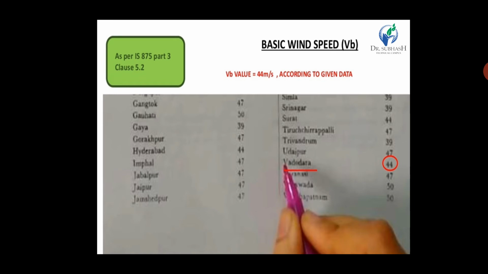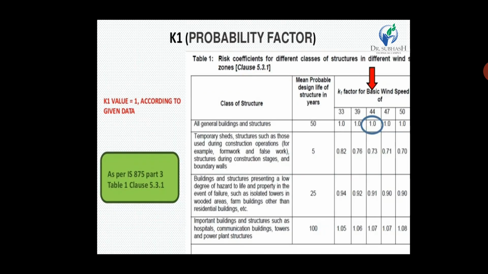In our case, the building is located at Vadodara. For Vadodara, the basic wind speed Vb is 44 meters per second according to the given data. So we will take Vb equal to 44. Next, K1, our probability factor, or you can say the risk coefficient. The value of K1 depends upon the probable design life of the structure and the basic wind speed Vb. Vb is already given. K1 is given in table number 1, clause 5.3.1 of IS 875 part 3. In our case, Vb is 44.